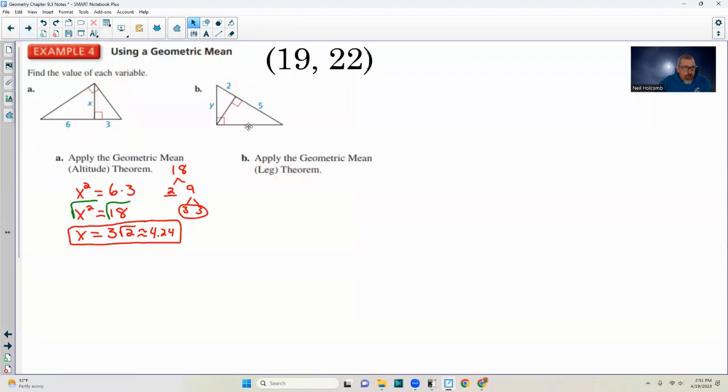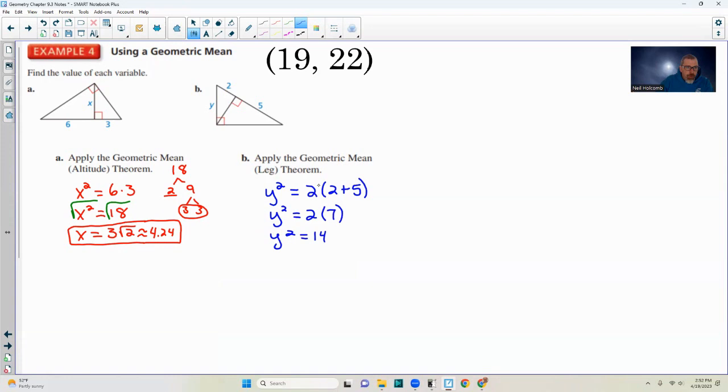Okay. So what we're going to do is, applying the leg theorem, you take the side you don't know here, not the two pieces of the hypotenuse. You take and square. I'm going to use blue. You square this leg. So you take y squared equals, and you're going to take this piece times the whole thing. So it's 2 times 2 plus 5. So y squared equals 2 times 7. So y squared equals 14.